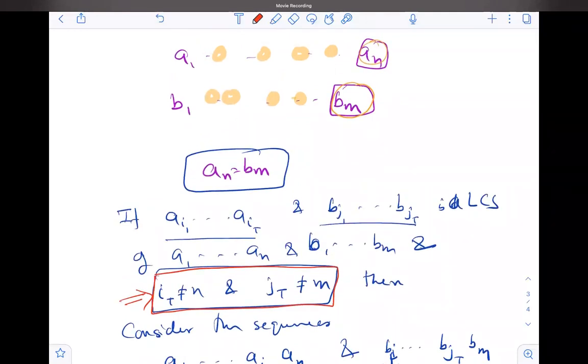Do you see the problem? What are you saying? No, sir. Could you please repeat? Okay. So what happens in this one? Can this be a longest common subsequence? Okay, sir, I got it.